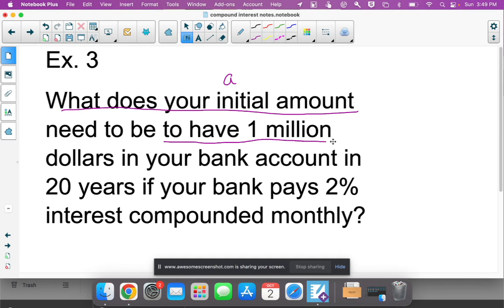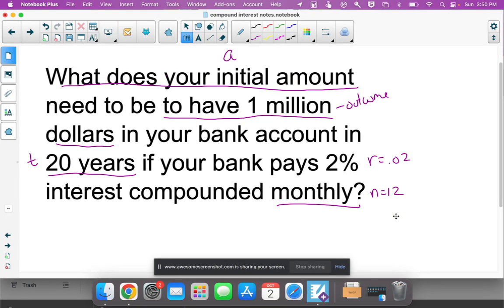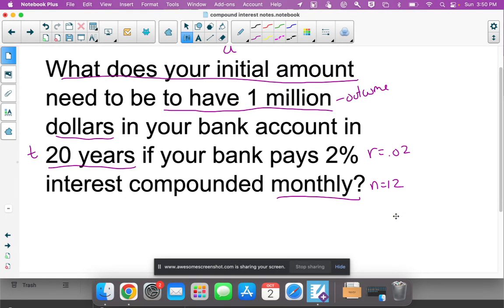I want to have, there's my outcome, right? Because that's that future value, $1 million. Okay, I have my time, 20 years. I have my rate, 0.02. And I have my compounded monthly. All right, so we're going to write it all out, and you're going to see how you are actually going to solve this.